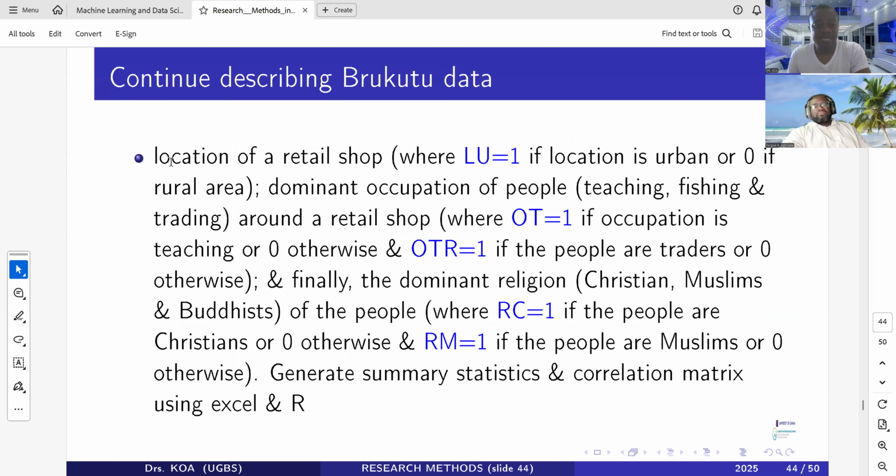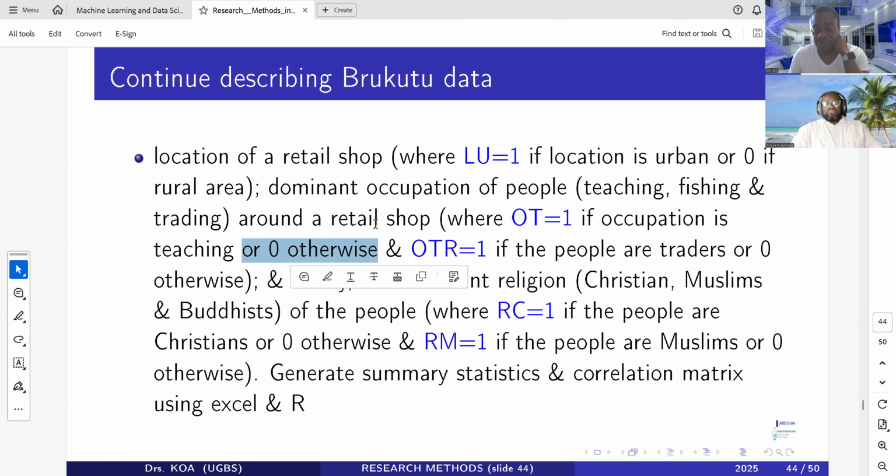So all that I said are here. You were told that location affects the demand, and that the location can be split into LU, being urban. That is, LU is 1 if the area is urban, or 0 if the area is rural. The dominant occupation of the people are 3 of them: teaching, fishing, trading. OT is 1 if the people are teachers, or 0 otherwise. OTR is 1 if the people are traders, or 0 otherwise.